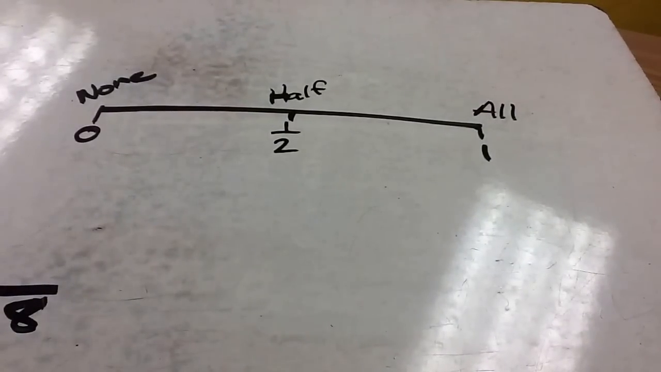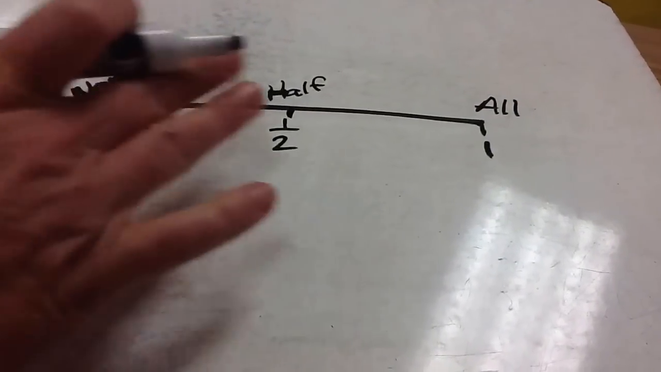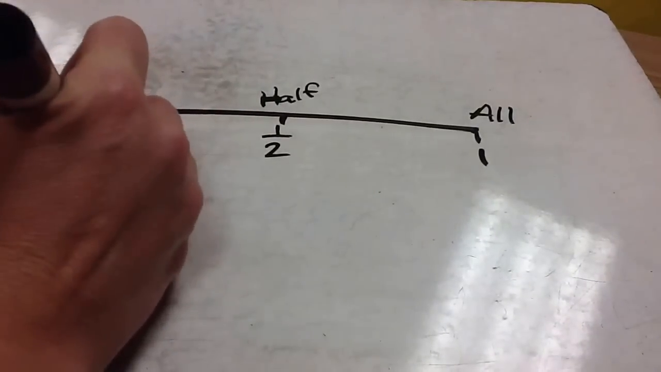Now, let's put 8s on our number line. We always start with none first, and then we go to all. So none is 0 out of 8.